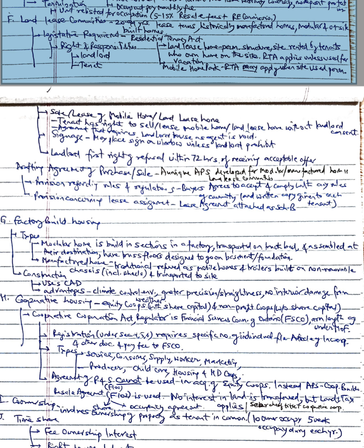An agreement of purchase and sale cannot be used in the acquisition of an equity cooperative. Instead, a separate agreement of purchase and sale, the cooperative building resale agreement Form 102, is used, which includes a share in the corporation and also an occupancy agreement. No interest in the land is transferred, but land transfer tax still applies.